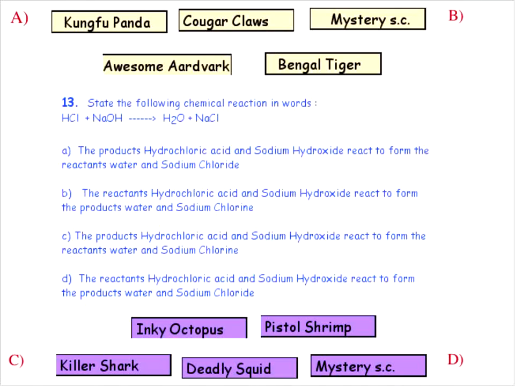Okay? So the question here says, state the following chemical reaction in words. And what you have to notice about this one is first of all, which ones say products and which say reactants. So we know that HCl and NaOH are reactants, so it's going to be either B or D. And then, so they form the products water and sodium chlorine. Oops, no, that's not right, because it's always got to end in IDE, so it's going to be chloride, so that's why it's going to be answer D. Okay?